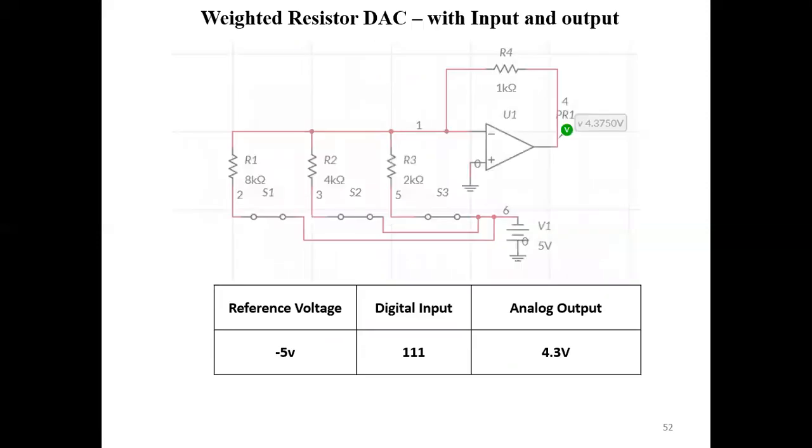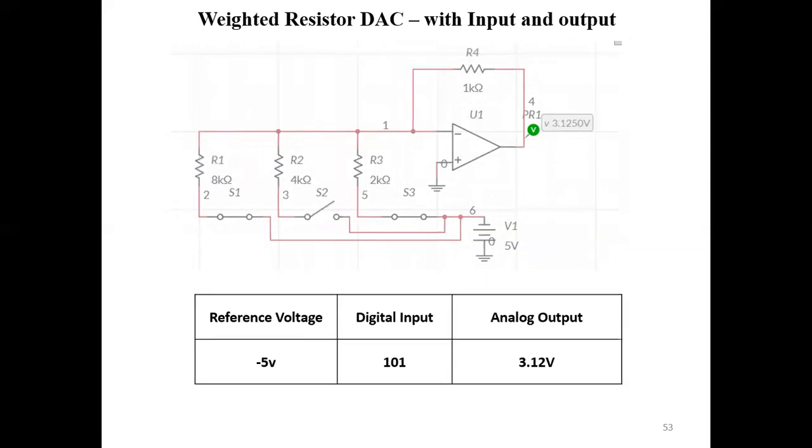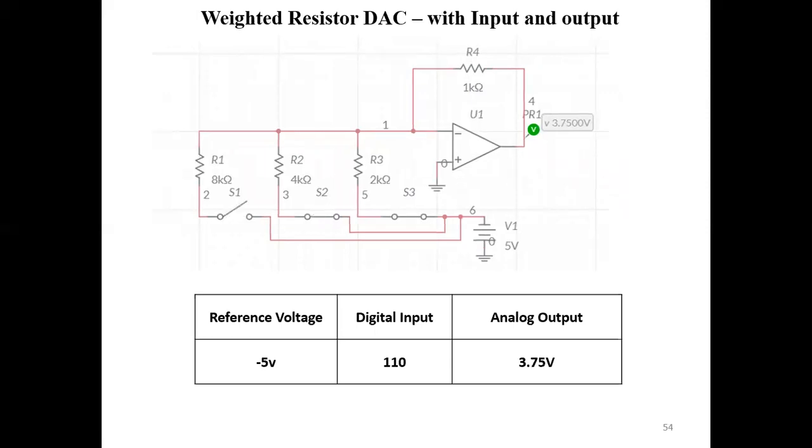In this weighted resistor model, the input reference voltage is minus 5 volt. With digital input 111, the analog output will be 4.3, because all the bits are 1. Similarly we can check the other inputs, such as 101 and 110.